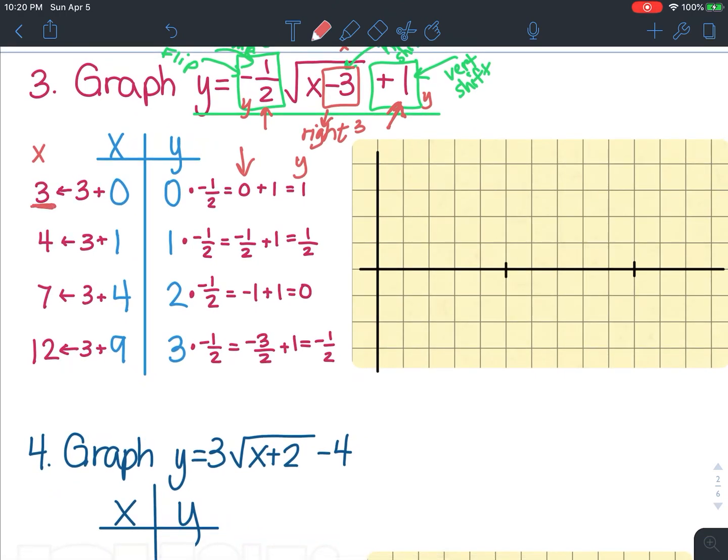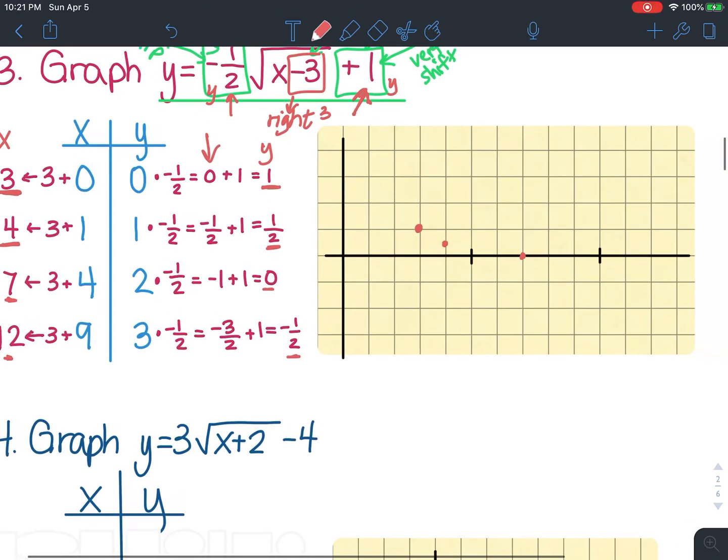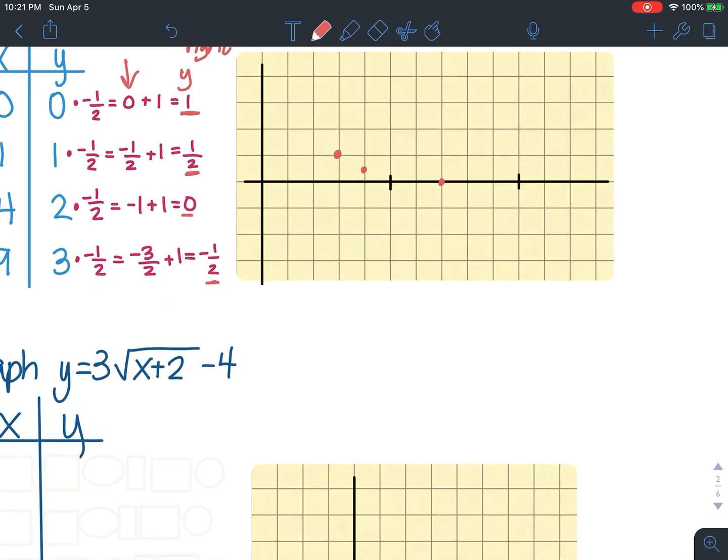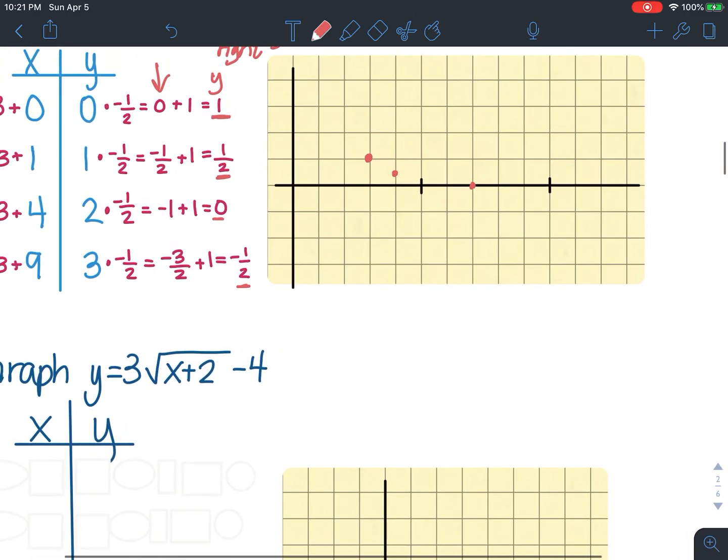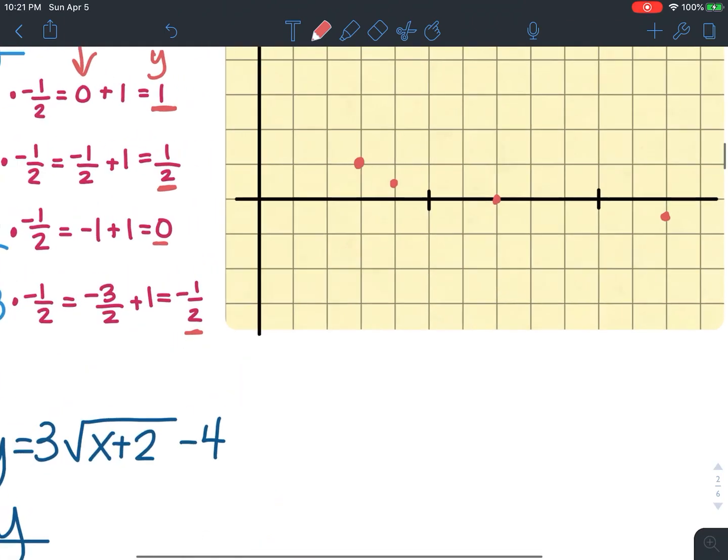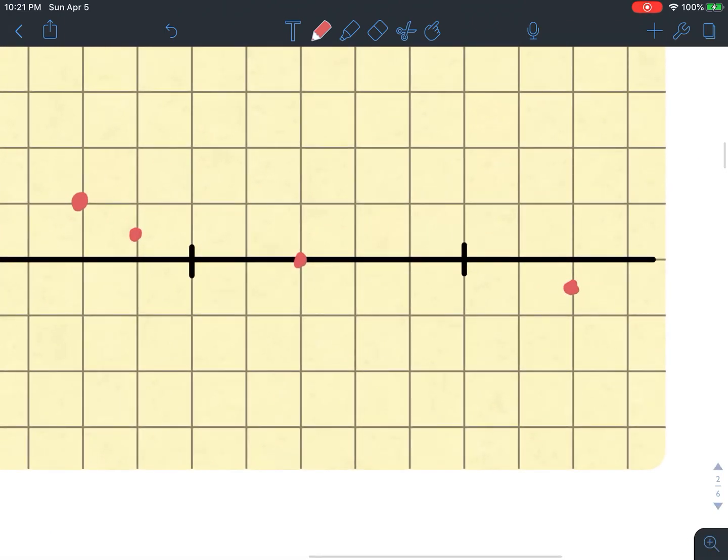So I'm going to go over 3, up 1. Over 4, up 1/2. Over 7, up 0. Over 12, down -1/2, or down 1/2. So what was that? 12. Okay, I'm going to zoom in so I can draw my graph here.